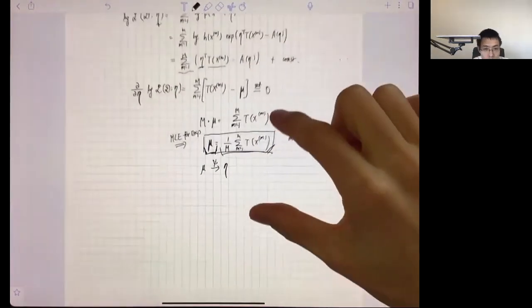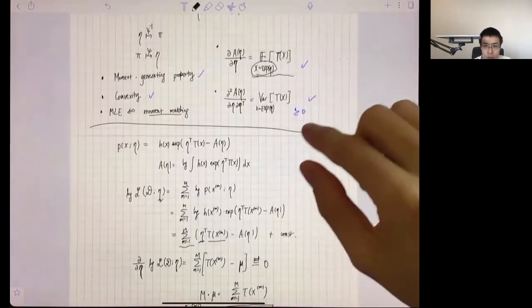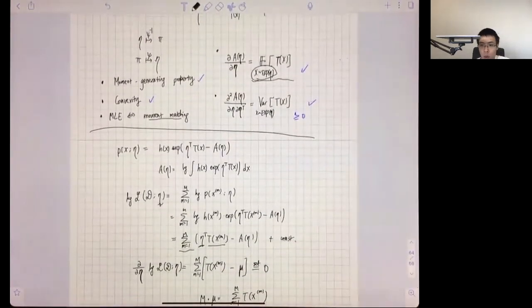Okay, that's it for today. We talked about the exponential family. We showed that a wide range of distributions belong to the exponential family, although there could be some distributions not belonging to it, like the uniform distribution between A and B as a continuous distribution. It's not an exponential family.